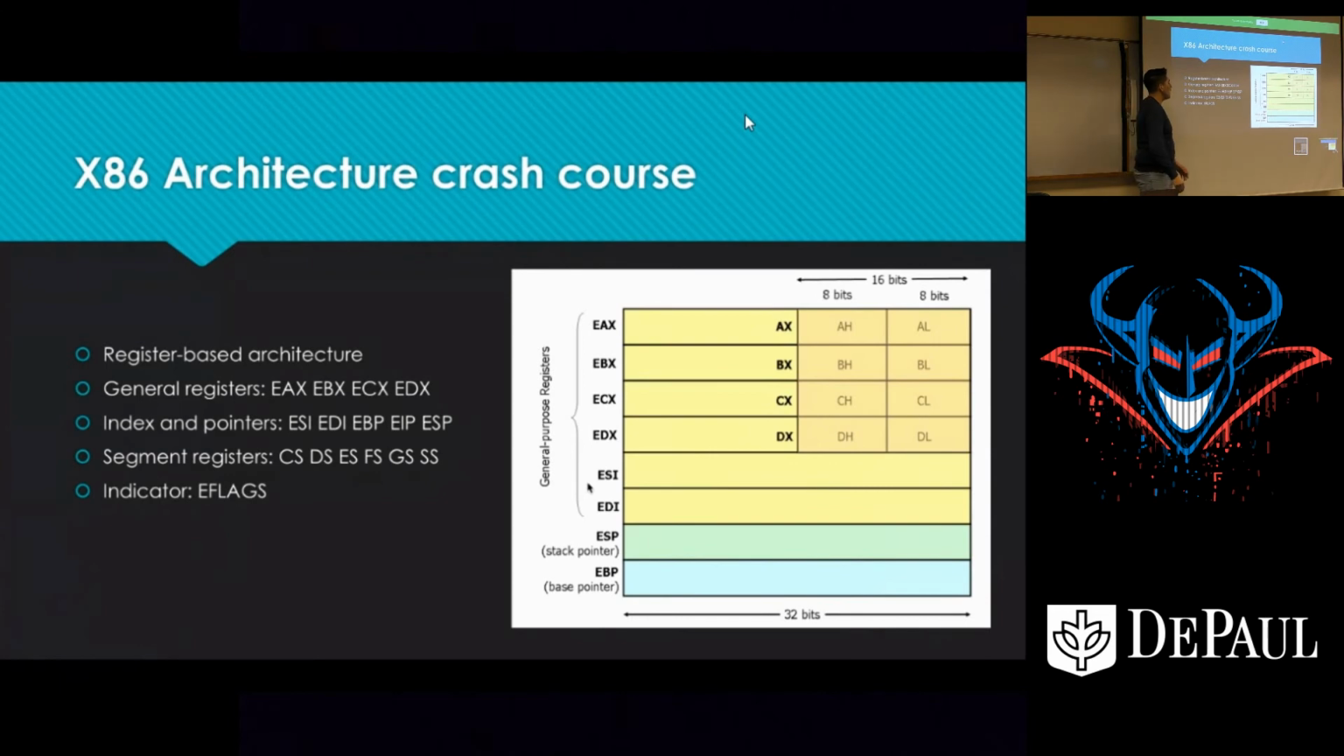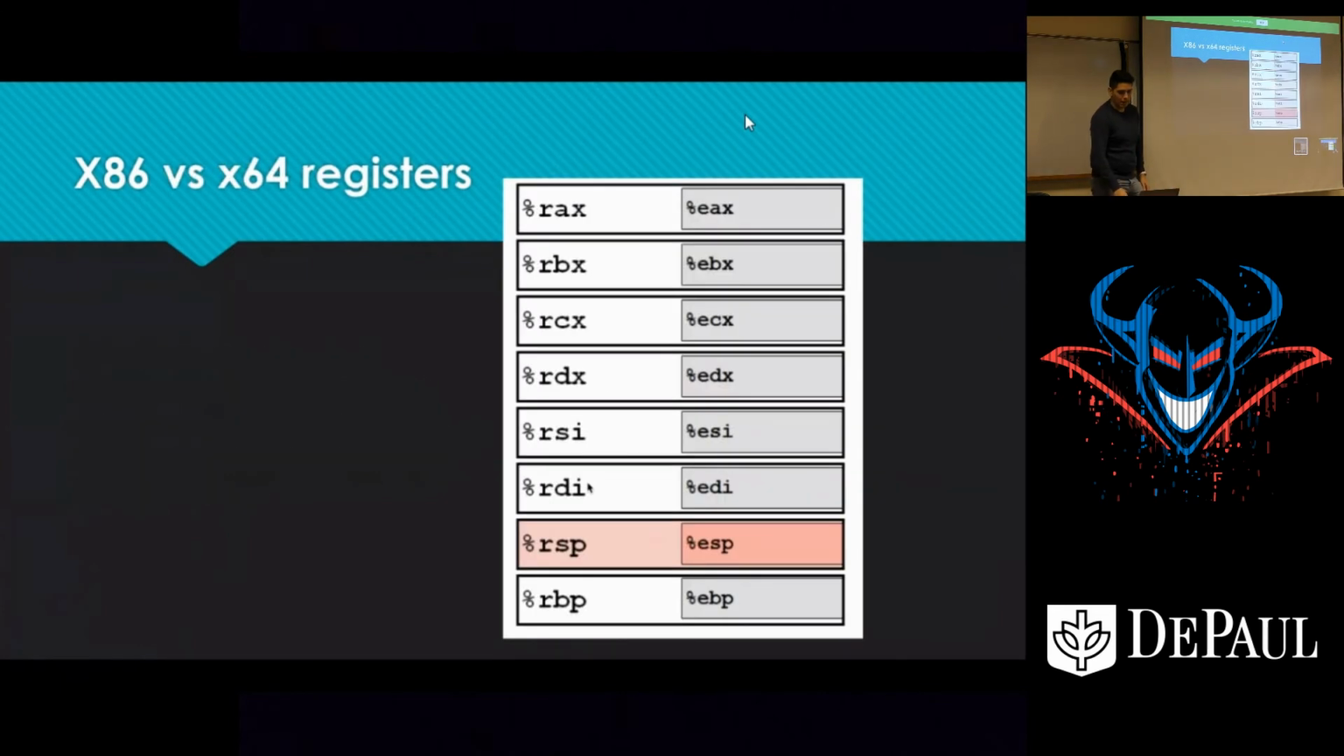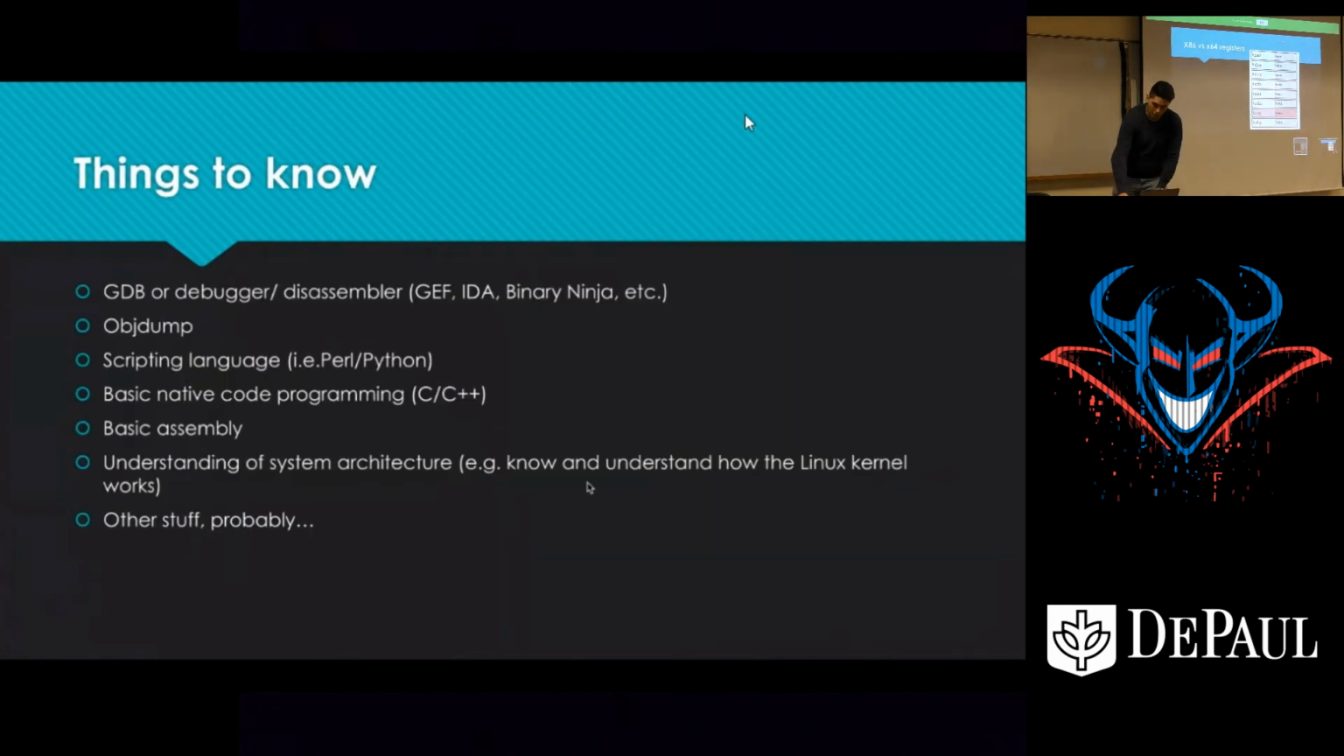When you look at a 64-bit register, RAX encapsulates EAX. The upper 32 bits are going to be RAX, while the lower 32 bits are EAX, and then it gets split further.